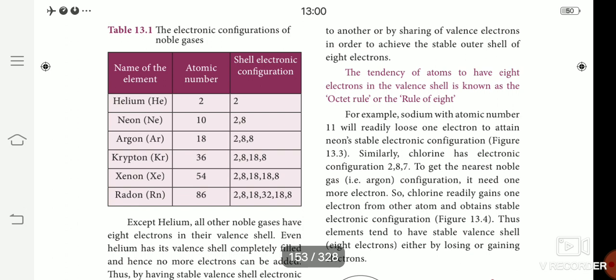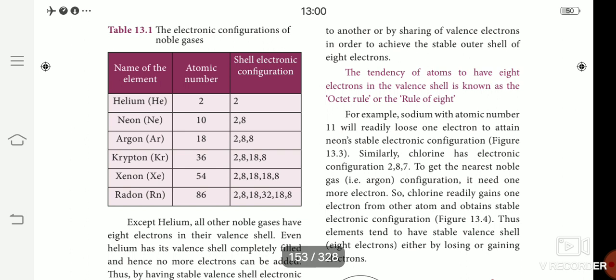Okay, this is the second cell. Then the argon is 2, 8 and 8. So in the last shell, you see the last number for all these elements is 8, 8, 8, 8, 8. So this is the octet. The octet means 8. So this is the octet rule of the Kossel-Lewis approach.